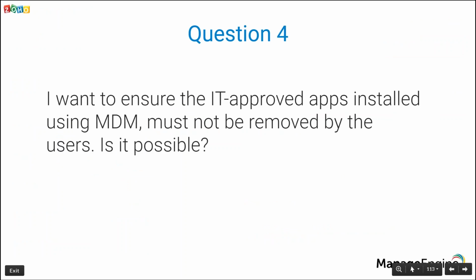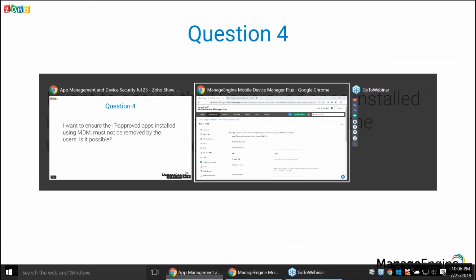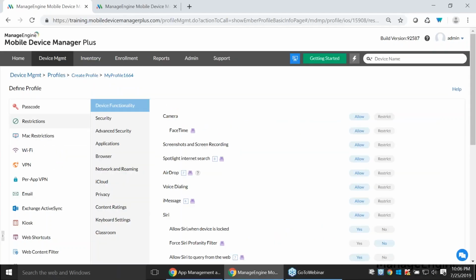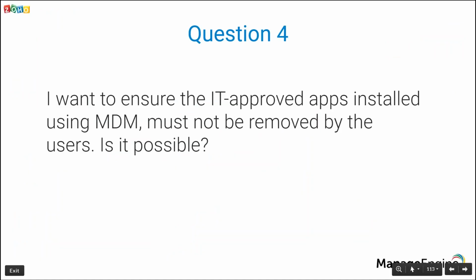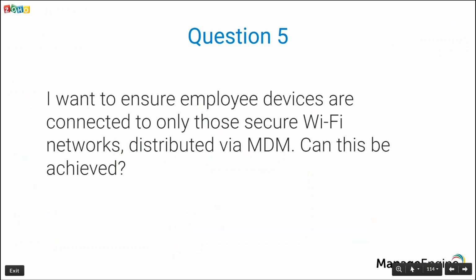I want to ensure the IT approved applications are not removed by the users. This again is an action of the profiles. I can go to restrictions. It can be for Android or iOS applications, and prevent the users from installing any apps that are not approved by me, and also preventing them from deleting any applications as well. So both these operations can be configured so that my users are forced to work only with the applications that are provided. And the last question would be to ensure that my employees are connected only to the corporate Wi-Fi.